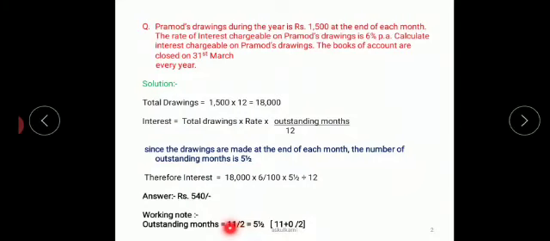So if it's made on 30th April, the interest will be charged from 1st of May. Therefore, on 31st March or at the last day of the month, the interest is not charged for the last drawing. So it will be 11 plus 0 divided by 2. So you will get 5.5. So that amount has to be taken. So total drawings is 18,000, rate is 6% into 5.5 divided by 12. You will get the answer as 540.